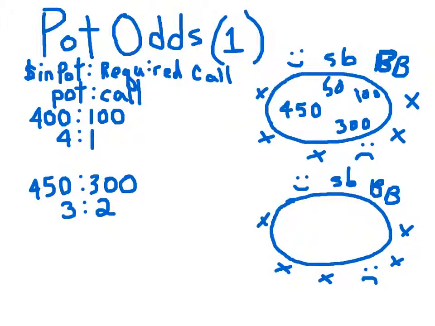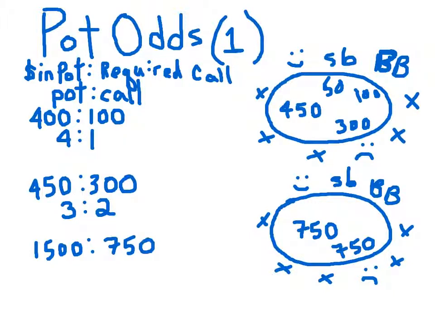Let's continue with the same hand on this second table. Let's say it's the flop now. We made the call, so the pot is 750, and our opponent now leads out with a bet of 750. So he bets pot. Total pot is 1500. Our required call is 750. Divide both by 750 and we get 2 to 1. Our pot odds are 2 to 1.